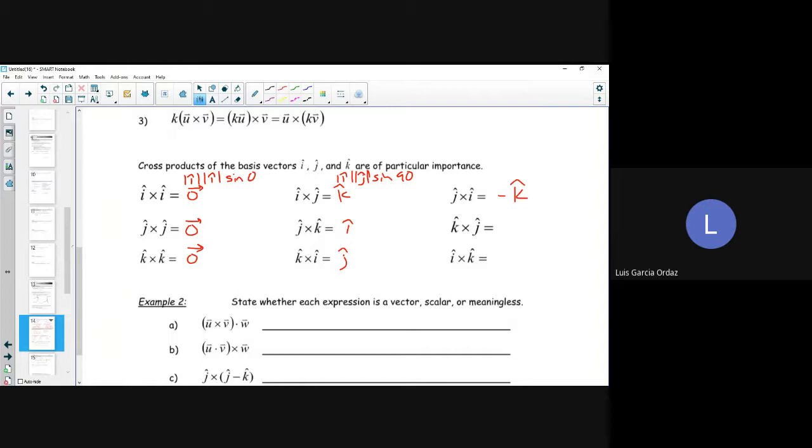When we take the cross product of k and j, we get negative i. And then we get i cross product k, which is negative j. And you guys will come to know this when we actually start figuring out how to calculate the cross product of different vectors.